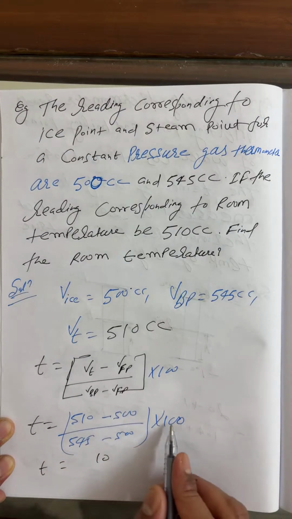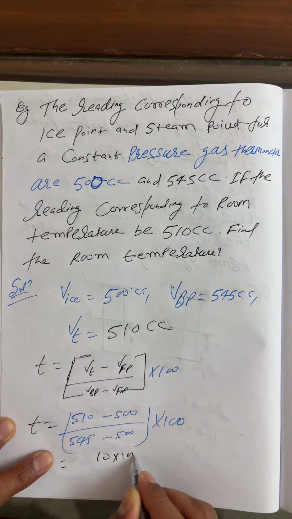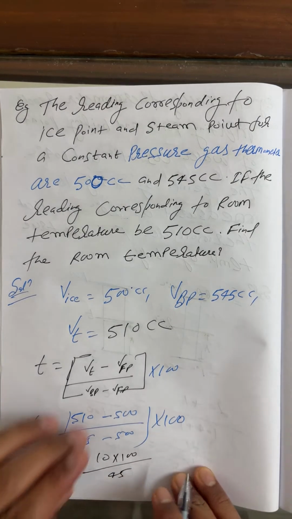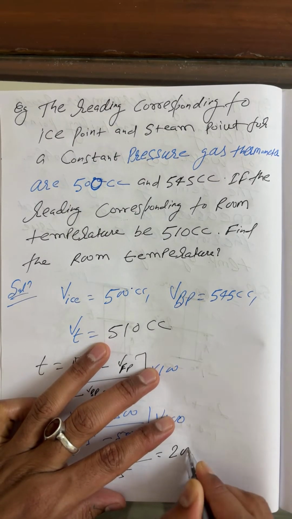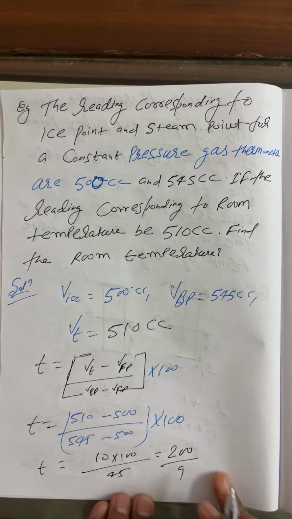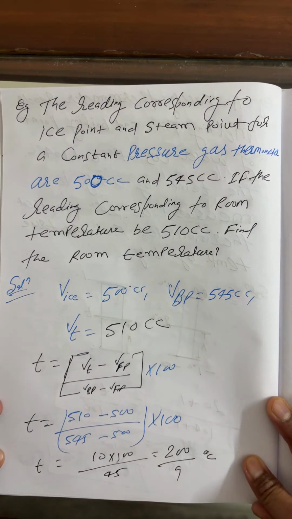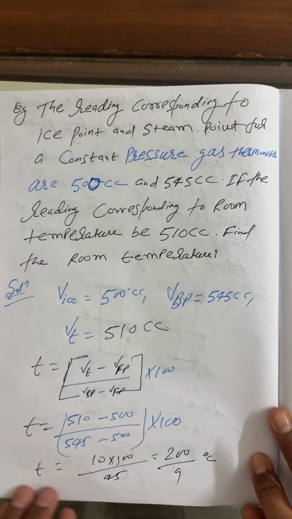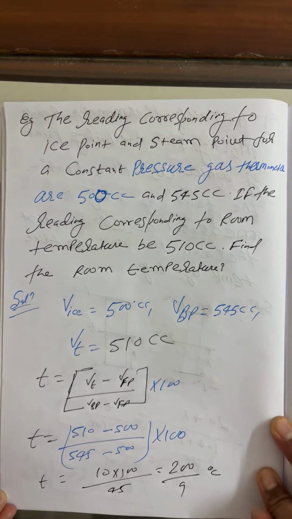How? I'm getting 1000 by 45, so you can say 9 times. Correct, beta ji. Correct, Sagar. 200 by 9 degrees Celsius. Very good. Arvind also answered this question correctly. I'm very happy to see both of you.